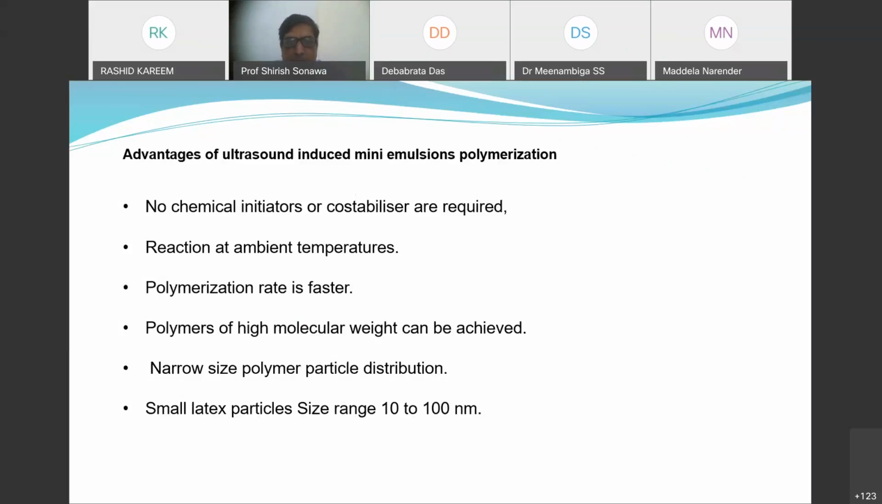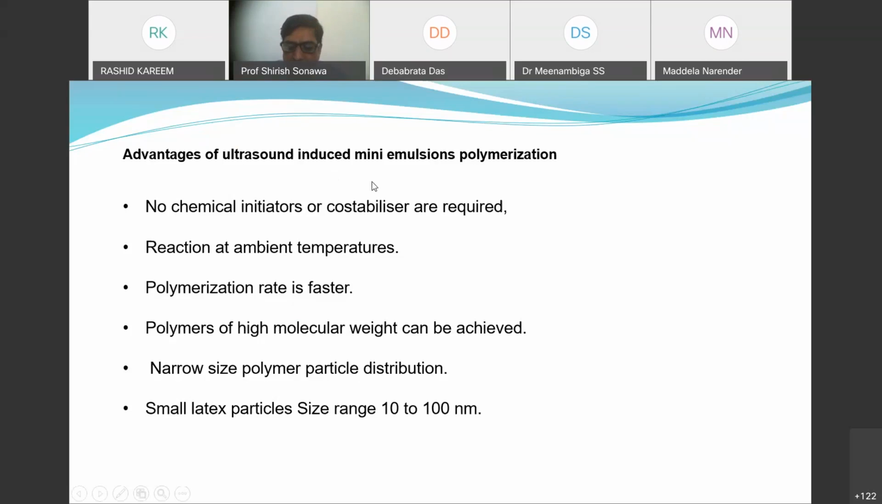So basically, if you look at how the ultrasound helps us, I will give one example of emulsion polymerization, mini emulsion polymerization. When we use ultrasound, no initiator is required. For example, in wastewater treatment, when we add hydrogen peroxide using ultrasound cavitation, radical generation already happens. So there is no need to add an initiator, and because of that, we can call it a green process.